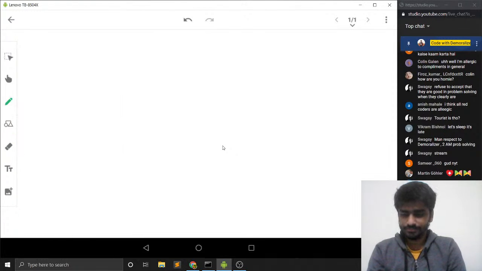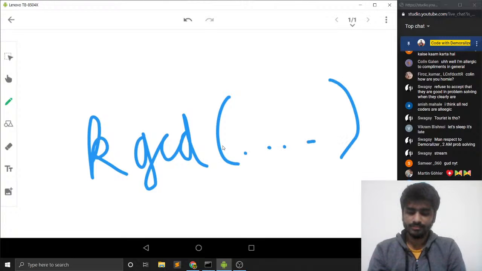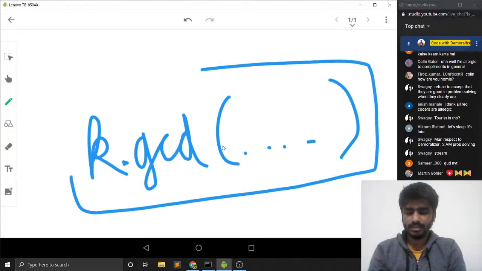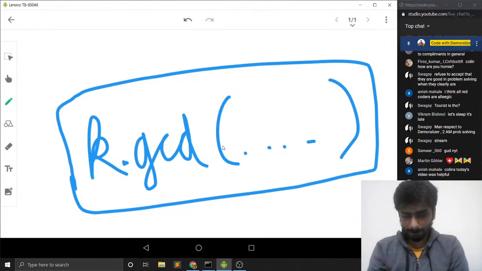Okay, so we need the k into GCD of the subsequence, and k is the length of the subsequence. So we need this, and we need the summation of this thing.